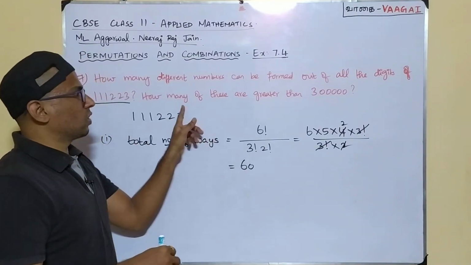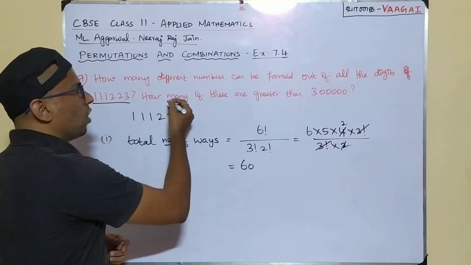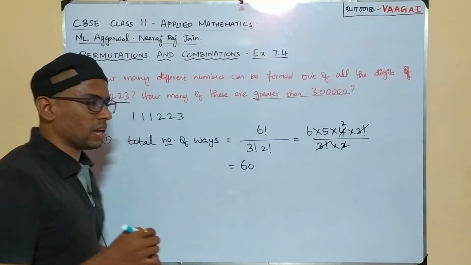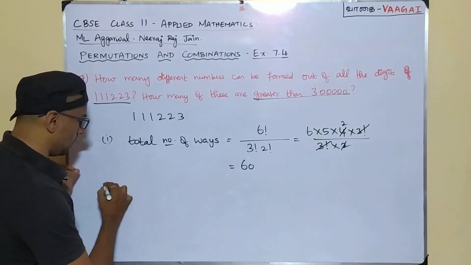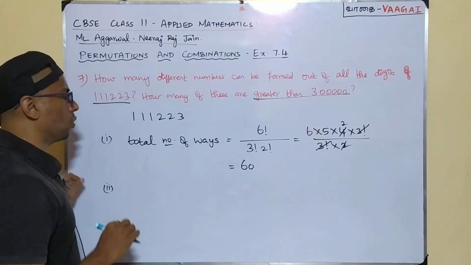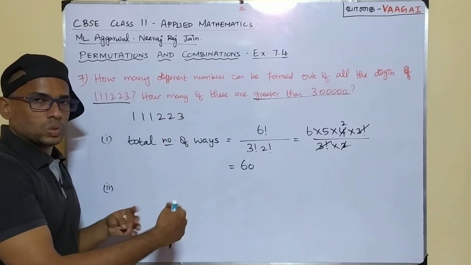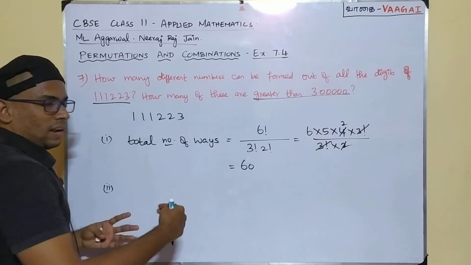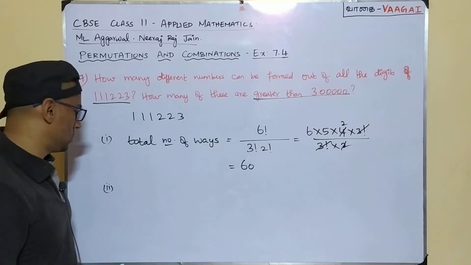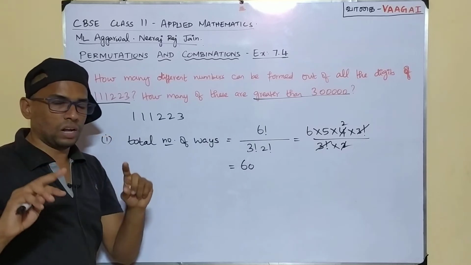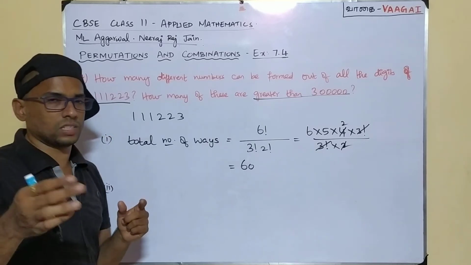Now the second part of the question is asking for what? How many of these numbers are greater than 3 lakhs? This is going to be the second part of the question. So I think I'll write it as subdivision number 2. Though it is not mentioned in that way in the question, for us to have a differentiation, we'll have it like this. The second subdivision is asking for how many of them are greater than 3 lakhs, right?